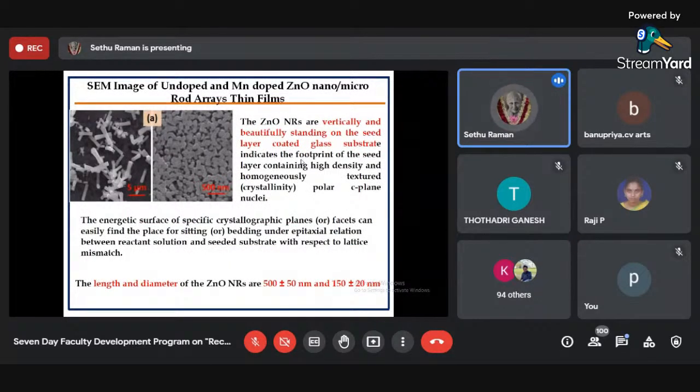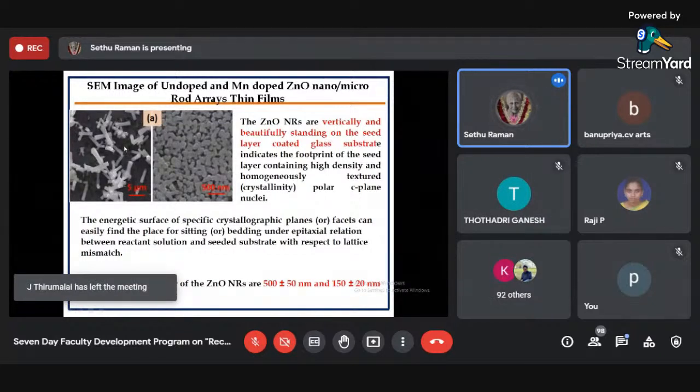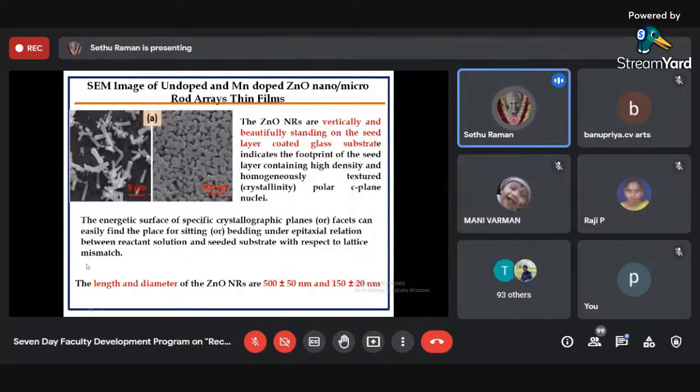For the pure, undoped sample, this is the image of the undoped zinc oxide thin film sample. Zinc oxide nanorods are vertically, you see in this portion, beautifully standing on the seed layer. The seed layer coated glass substrate indicates the footprint of the seed layer containing high density and homogeneously textured polar C-plane nuclei. So the energetic surface of specific crystallographic planes is where the tracer can easily find a place for sitting and bedding under epitaxial relations between the reactant solution and the seed substrate.